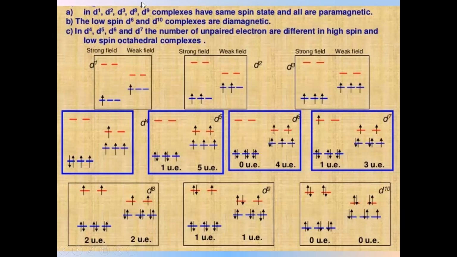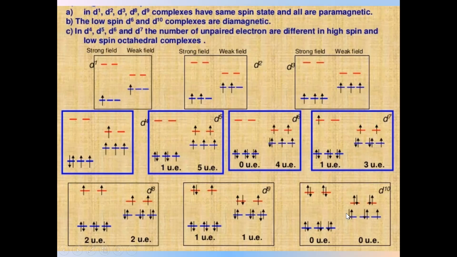So now we can generalize that in D1, D2, D3, D8, D9 complexes, they have the same spin state and all are paramagnetic. D1 has only 1 unpaired electron, D2 only 2 unpaired electrons, D3 only 3 unpaired electrons. Now, in case of D8 or D9, we can see 3 paired orbitals and 2 unpaired electrons in any case, whether it is high spin or low spin. D9 also has 8 paired electrons and 1 unpaired electron, whether it is high spin or low spin.